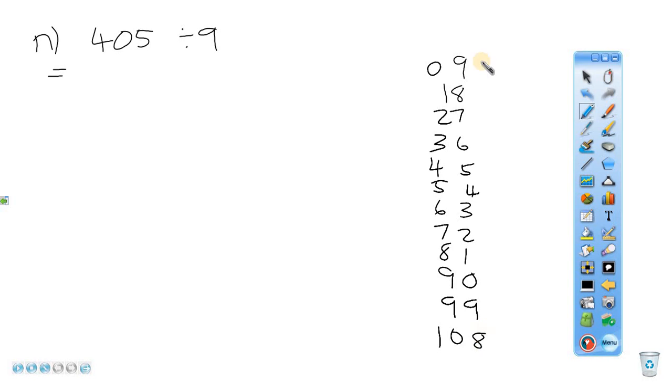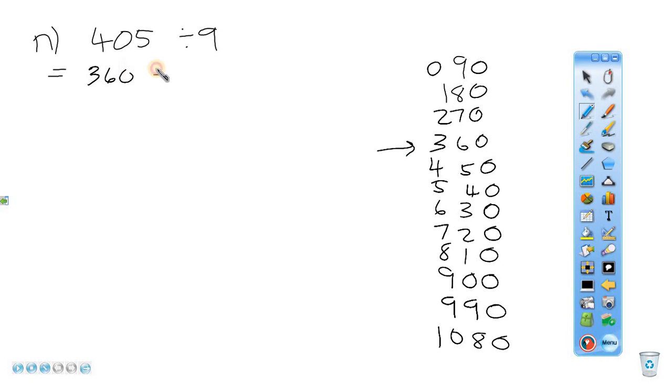Right, this is 108. Okay, what do we do now? Now we have our times tables. We put the 0. Find the closest number. So I have 405. What's my closest number? Good, 360. 450 is too big, so I can't use that. So I'm going to say 360 divided by 9. This is 10, 20, 30, 40. So my answer is 40.